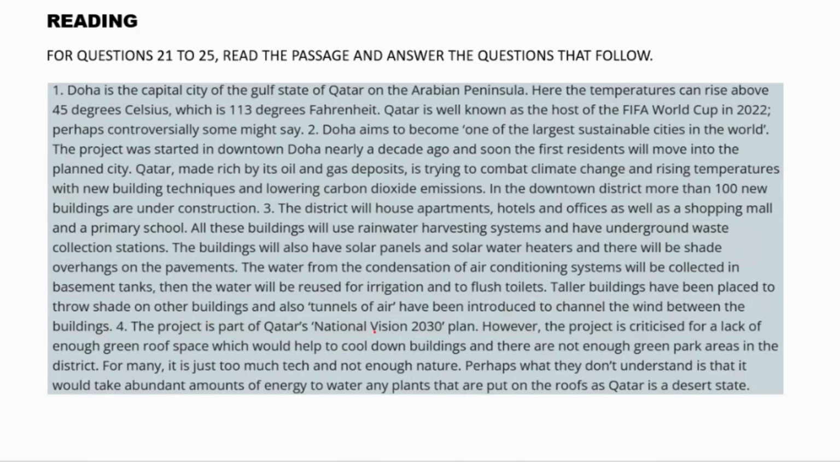The project is part of Qatar's National Vision 2030 plan. However, the project is criticized for a lack of enough green roof space, which would help to cool down buildings, and there are not enough green park areas in the district. For many, it is just too much tech and not enough nature. Perhaps what they don't understand is that it would take abundant amounts of energy to water any plants that are put on the roofs, as Qatar is a desert state.